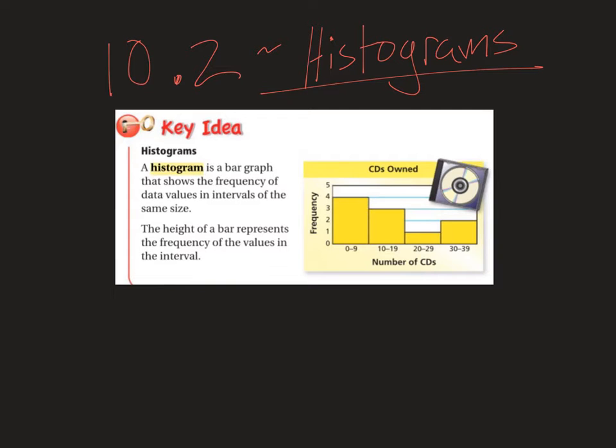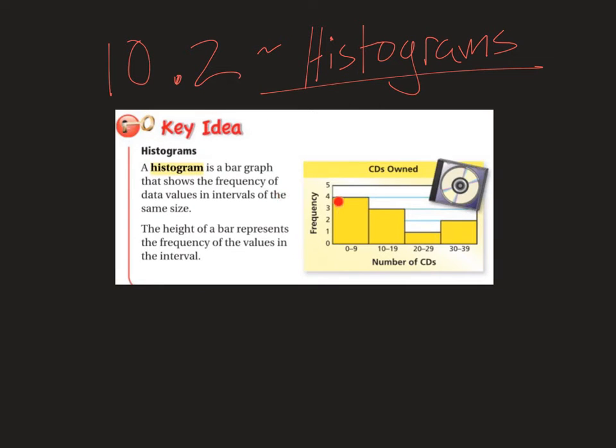Okay, so let's take a look here at 10.2. And this is going to be another way to look at data. We did stem and leaf plots in the last lesson. So in this lesson, we're going to do something called histograms. And histograms are pretty easy here, but there's just a couple things you need to know.